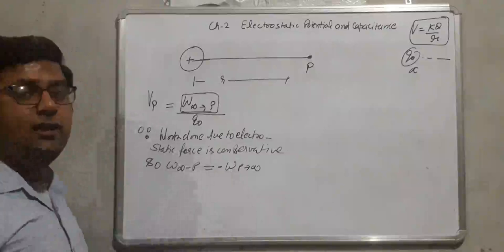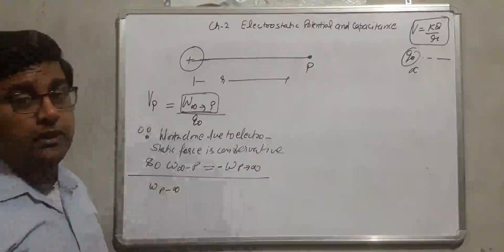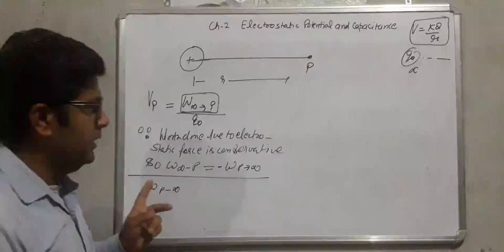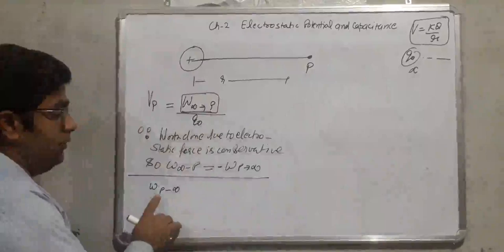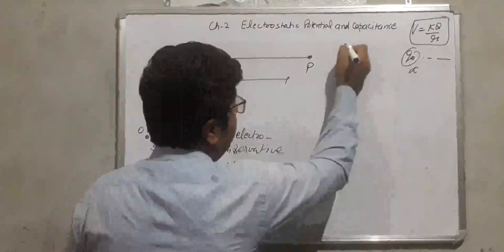So now work done to take a charged particle from P to infinity. Now remember the conditions. First, we have a point charge or any charge. Second condition, that is the opposite (vipreet) situation. So this time we are going to take the charged particle from P to infinity. Suppose we are taking our charge from A to B. Then we integrate.